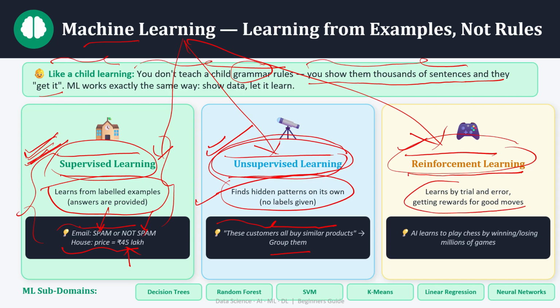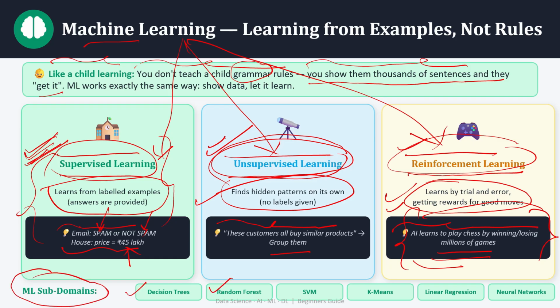Reinforcement means learning by trial and error, getting rewards for good moves. That means reinforcement is continuous learning, learning from mistakes to become perfect. So AI learns to play chess by winning and losing billions of games. As I said, your AI is automatically playing a lot of games by itself, and it is checking every move, where it was defeated and where it won, and based on that it makes itself perfect, right? Similarly, for ML we have multiple subdomains like decision trees, random forest, SVM, k-means, linear regression, neural networks.